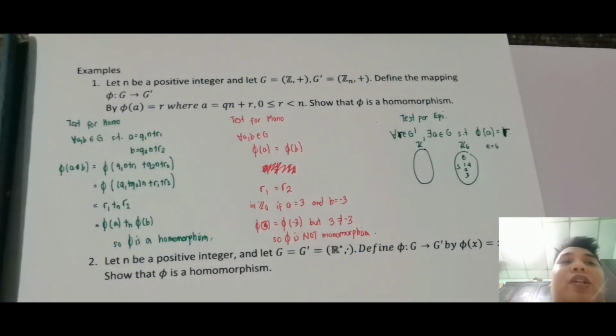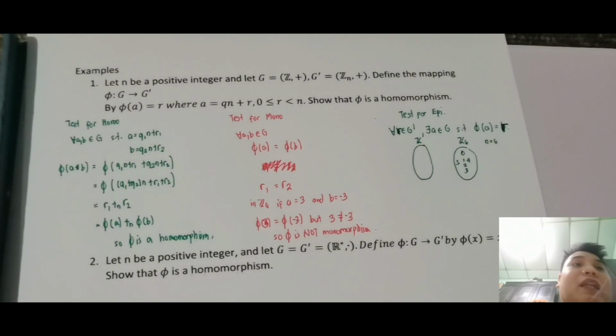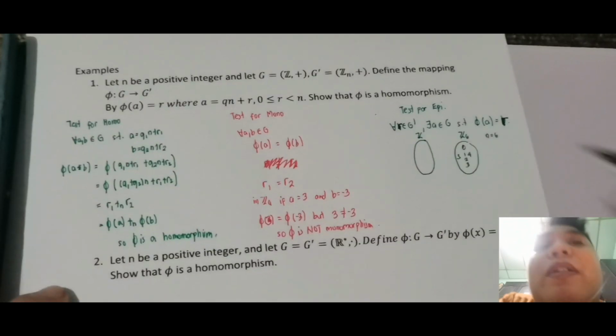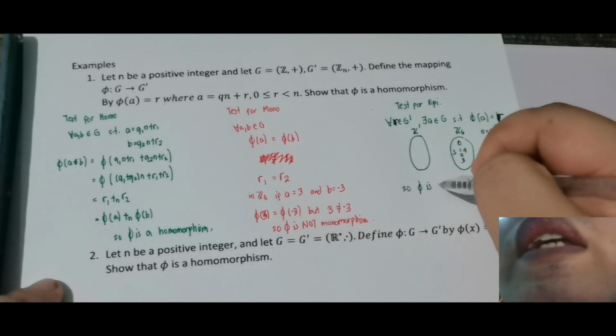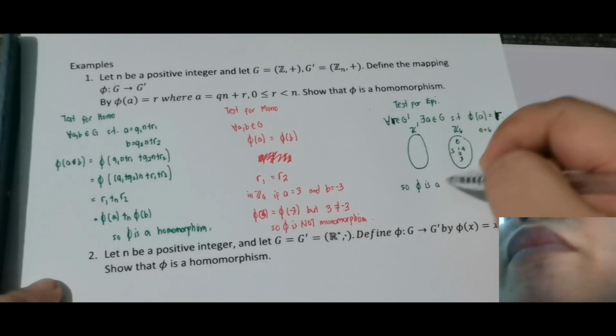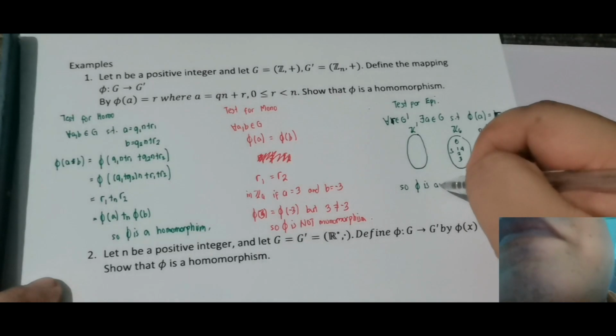So again aware tayo na lahat sa C sub 6 may nagmap. So ano pa sa C sub n? Yes, may magmap pa doon. Kaya C sub 10, C sub 24, C sub 50, laging may magmamap. So without showing na kung nag-compute tayo or what, alam natin na laging may nagmamap. So ibig sabihin, P is an epimorphism.